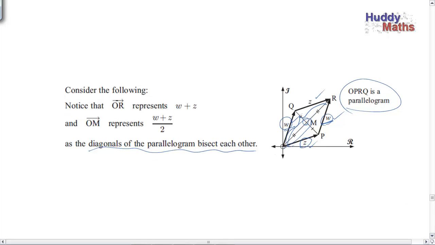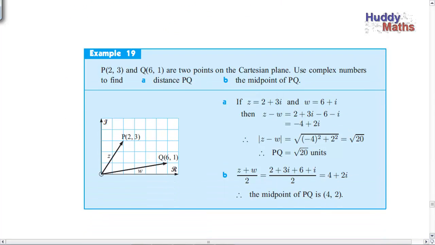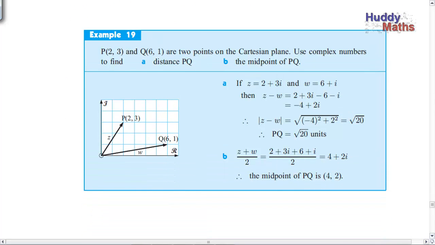All right, let's go and use some of these things now. So here we are. We've got two points on the Cartesian plane. Use complex numbers to find the distance PQ and the midpoint of PQ.